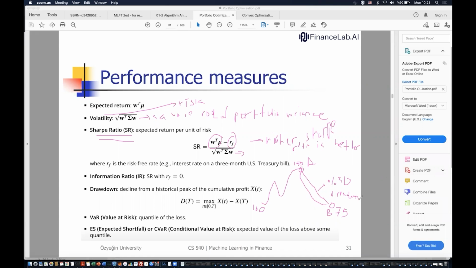And another metric is value at risk and conditional value at risk. Those are two other metrics. Value at risk is the quantile of the loss. What we do here is plot the distribution of the returns. Assume that we have a portfolio, and daily we are measuring the returns. As a result, we get a distribution like this. In this case, the x-axis is the return, and the y-axis is the count, how many times we see such a return.